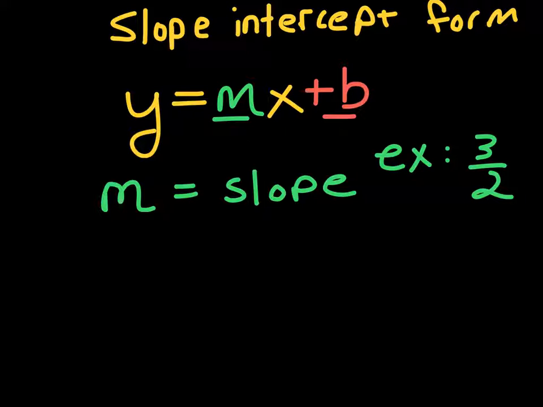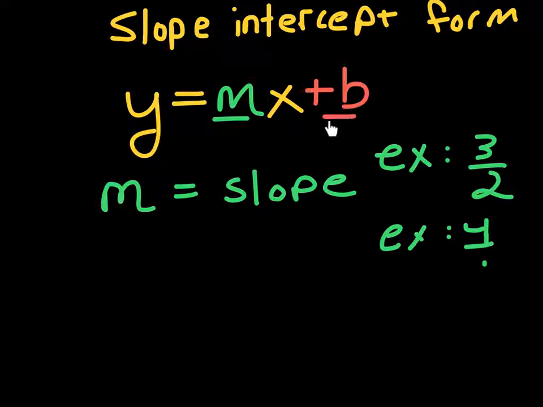You might also have slope that just looks like this, 4. And you know that there's a 1 underneath that. And so for the slope of this line, you would go up 4 and to the right 1. Rise over run for your slope.